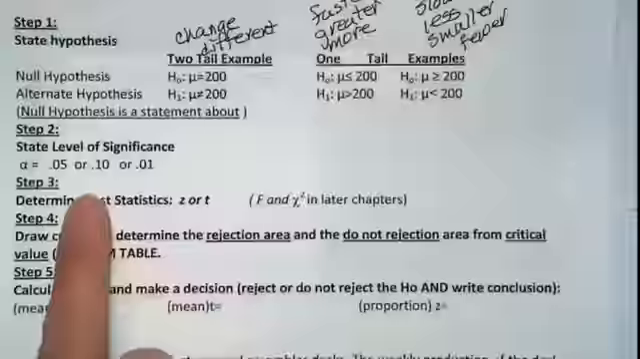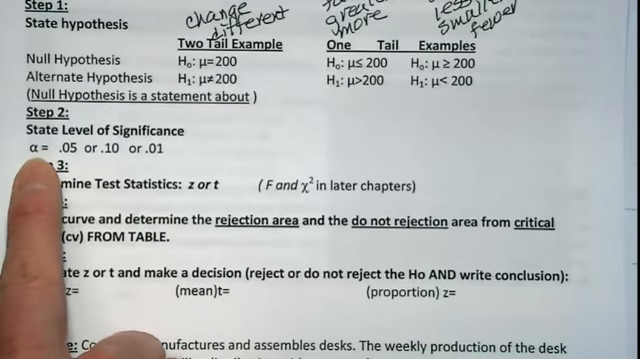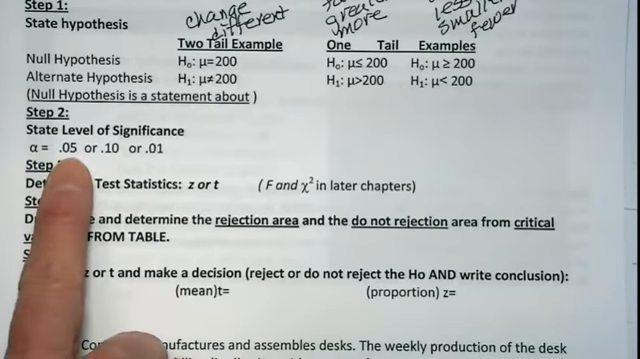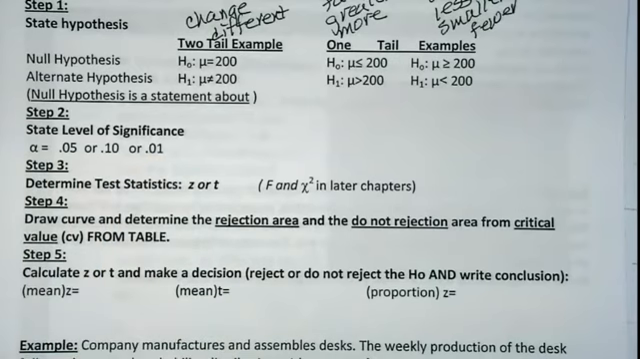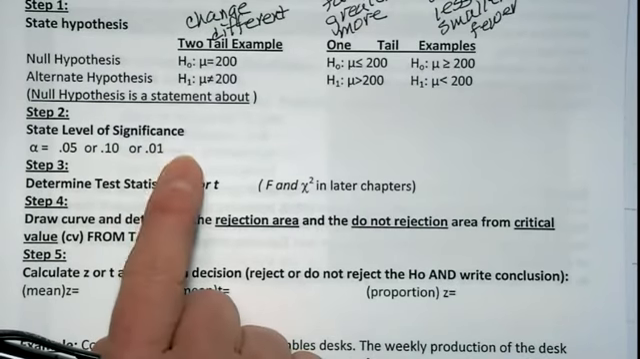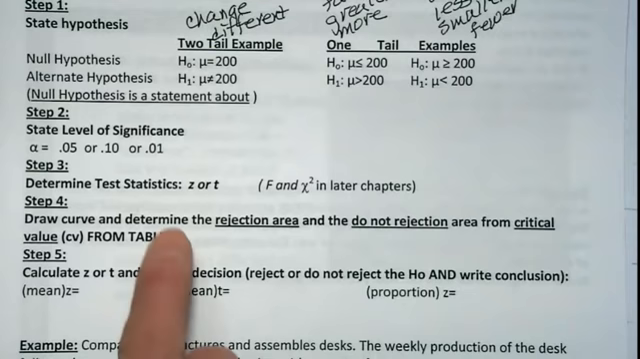The second step is the easiest question I'm ever going to give you in the entire semester. You pull it right from the problem. It's the alpha. Is it 0.05, 0.10, or 0.1? That's all you have to write down. Each of these will help you identify what your critical value or your decision rule is, and we'll go over that in a few minutes.